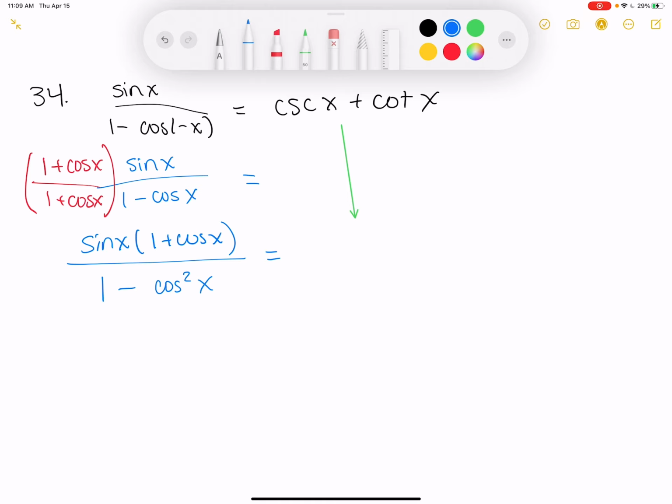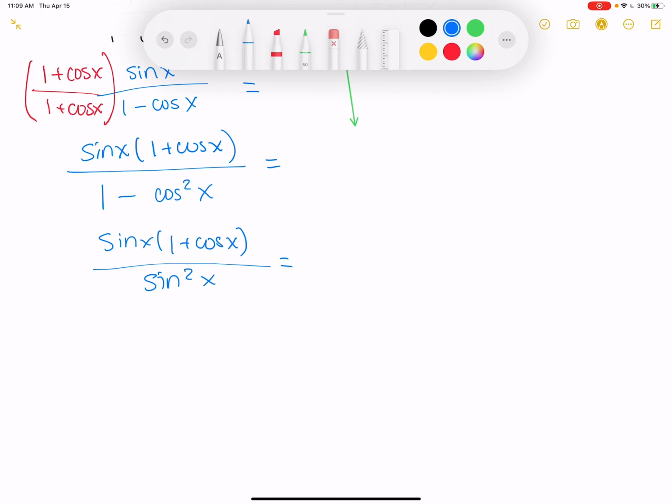So how can I rewrite the bottom? Isn't it sine squared of x? How did you know that? Because it's a Pythagorean identity, the first one, but switched. How do you know it's switched? You just have to look at your identities and move stuff around.